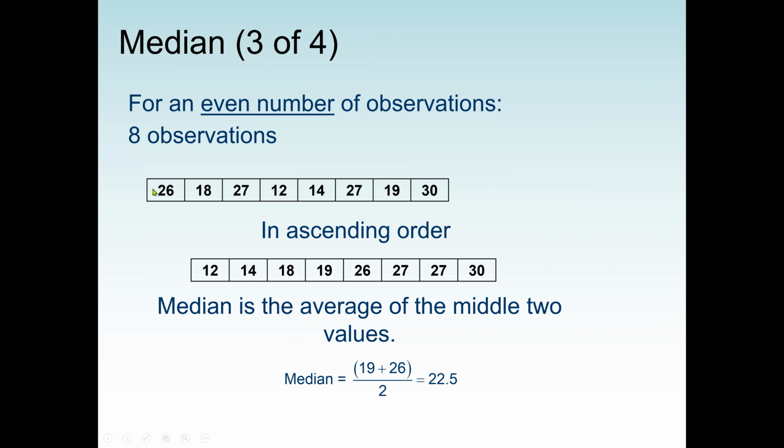So first thing we need to do is to put the values in increasing order again. So we have 12, 14, 18 up to 30. Then we saw that the middle values will be 19 and 26, because here the number of observations is 8. It's an even number. So we have 4 to the left, 4 to the right. So we take the 4th value and the 5th value, and we find the average of the 2. And that will give us the median.